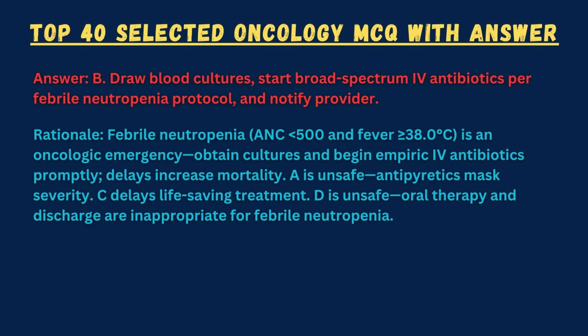Rationale. Febrile neutropenia, ANC less than 500 and fever greater than or equal to 38.0 degrees Celsius, is an oncologic emergency. Obtain cultures and begin empiric IV antibiotics promptly. Delays increase mortality. A is unsafe, antipyretics mask severity. C delays life-saving treatment. D is unsafe, oral therapy and discharge are inappropriate for febrile neutropenia.